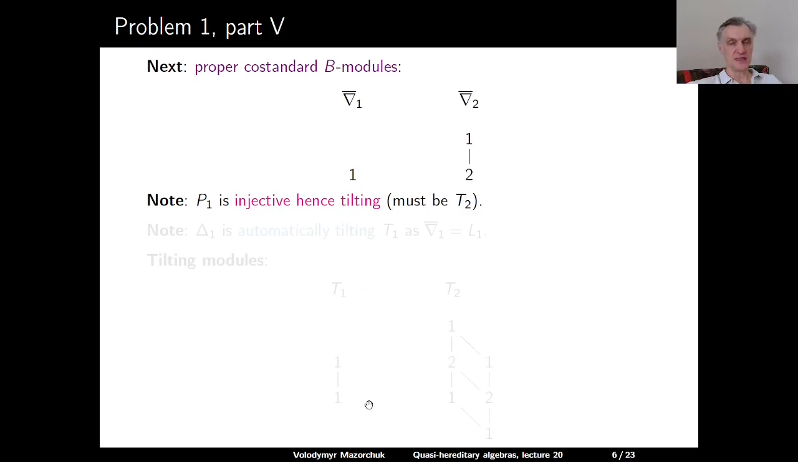So now let us discuss tilting B-modules. The module P1, as we already observed, is injective, and so it must be a tilting module.